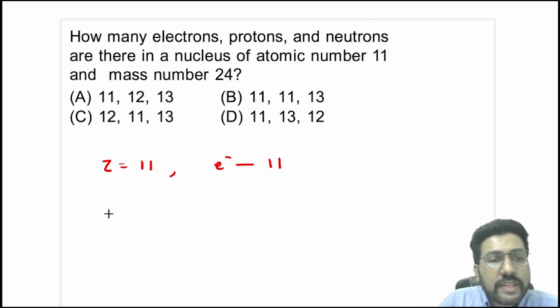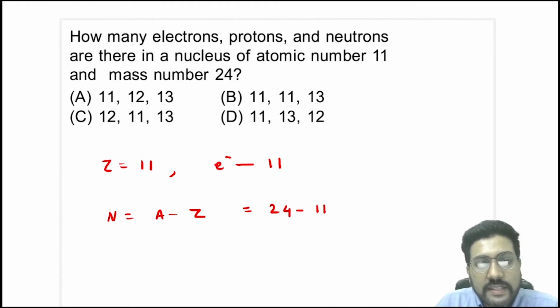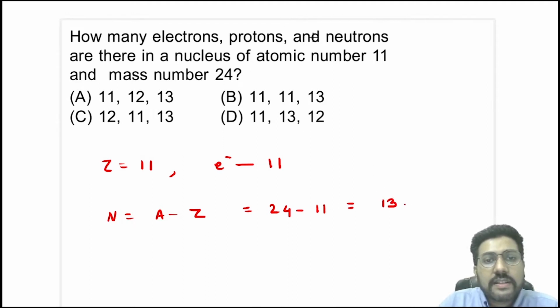We know that the number of neutrons is equal to A minus Z. In this case, the mass number, the value of A, is given as 24. So you will write 24 minus Z, that is 11, and from this we get 13. So electrons are 11, protons are 11 and neutrons are 13. Right? So the answer will be B.